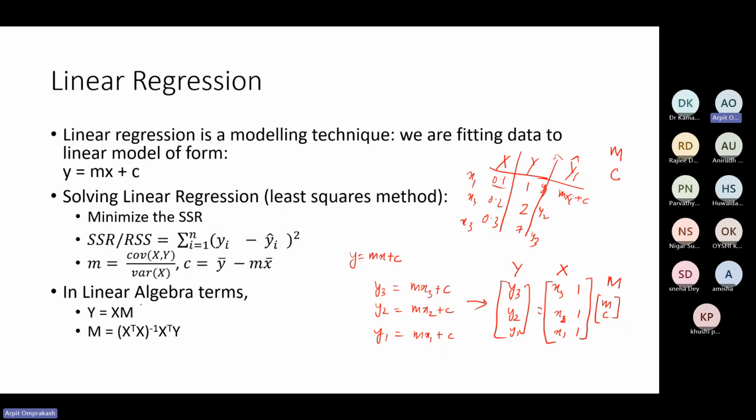The solution to this in linear algebra terms is given as M is equal to (X transpose X) inverse into X transpose Y. So this is the solution if you solve it using linear algebra. Generally, when we are using R and everything, it's much easier computationally to solve these problems using linear algebra. That's why we'll be using this form in the backend. Right.